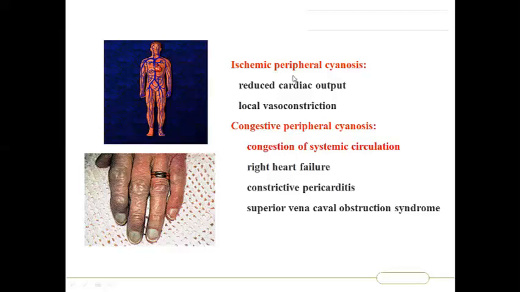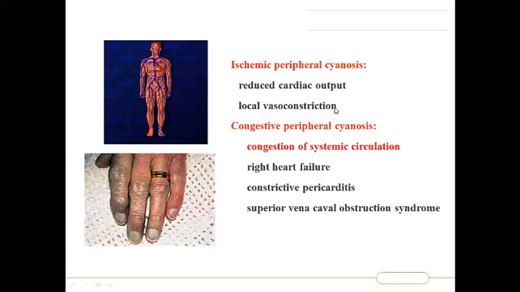In all these situations, the blood going to the right heart, due to some problem, will stay more in the venous system. Due to the stasis, the oxygen will be used up, and this blood will be more deoxygenated, and more deoxygenated blood will cause cyanosis.